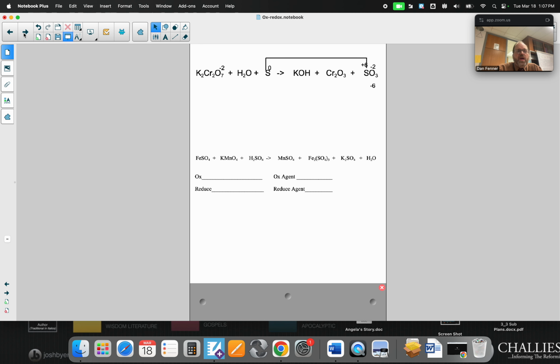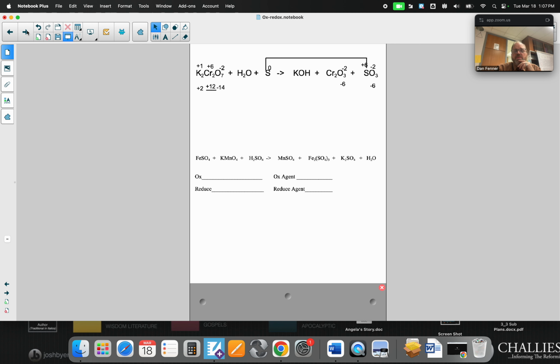There we go. Now, we're at the center of a polyatomic ion, so this time we are going to break it all apart. -2 times 7 is -14. Potassium's +1 times 2 is +2. So what number would it have to be? That'd have to be 12, but there are 2 of them. So what number times 2 is 12? That would be 6. So +6 goes to this side.